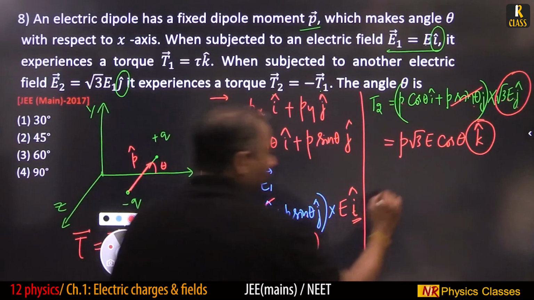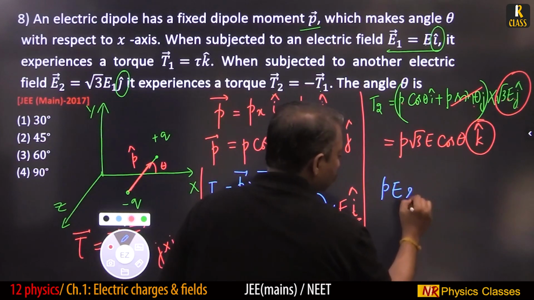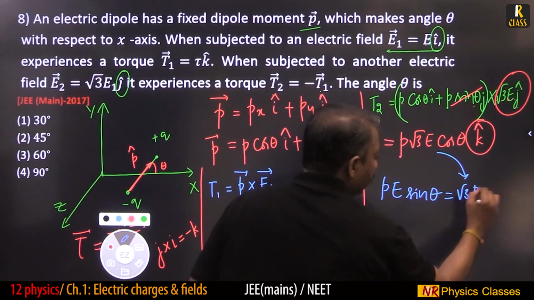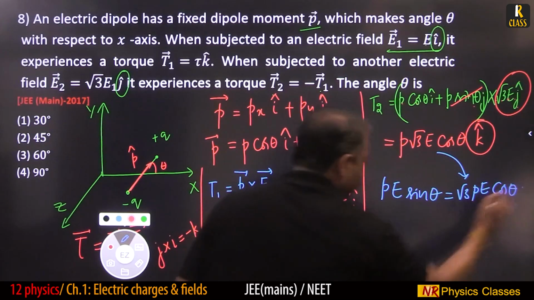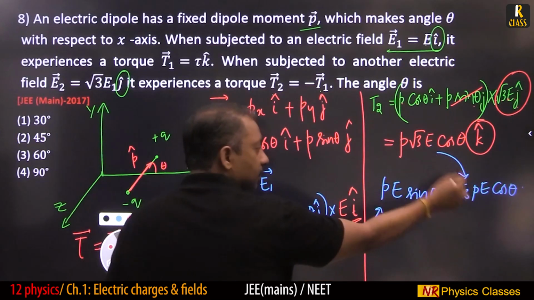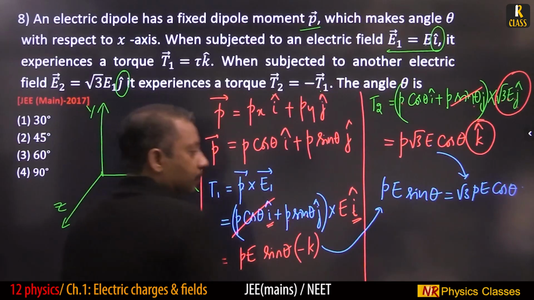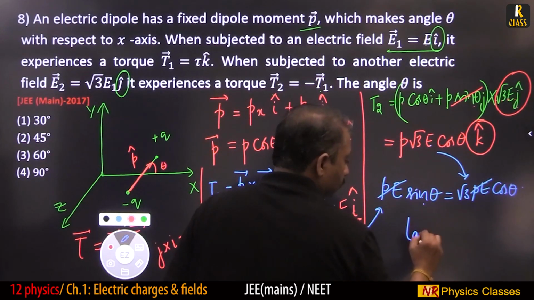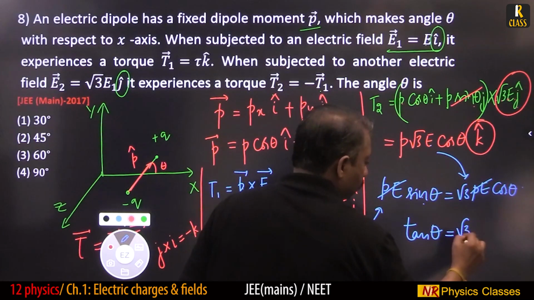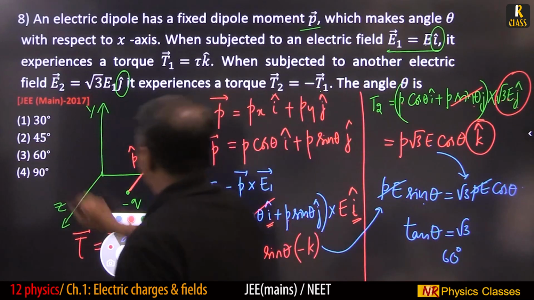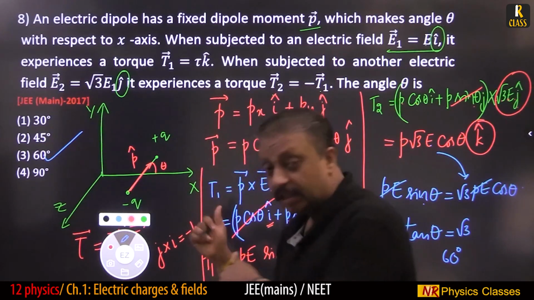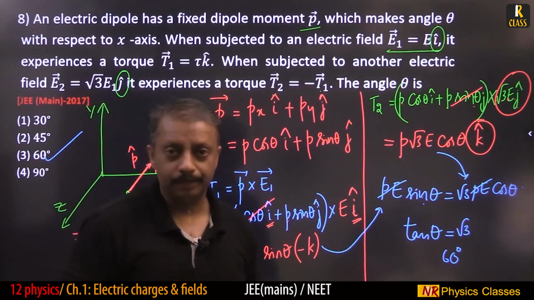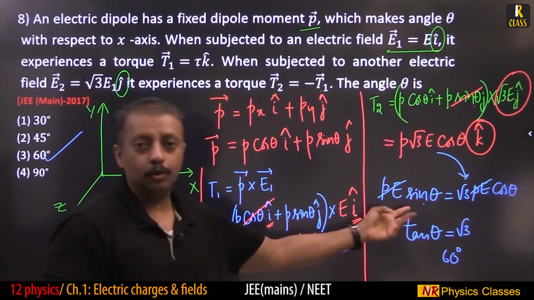PE sin theta should be equal to √3 PE cos theta. Equal in magnitude. PE gone, sin by cos is tan. So tan theta is √3, it is 60 degrees. So in this problem, we get to learn how to use a vector in component form and then the cross product of two vectors.